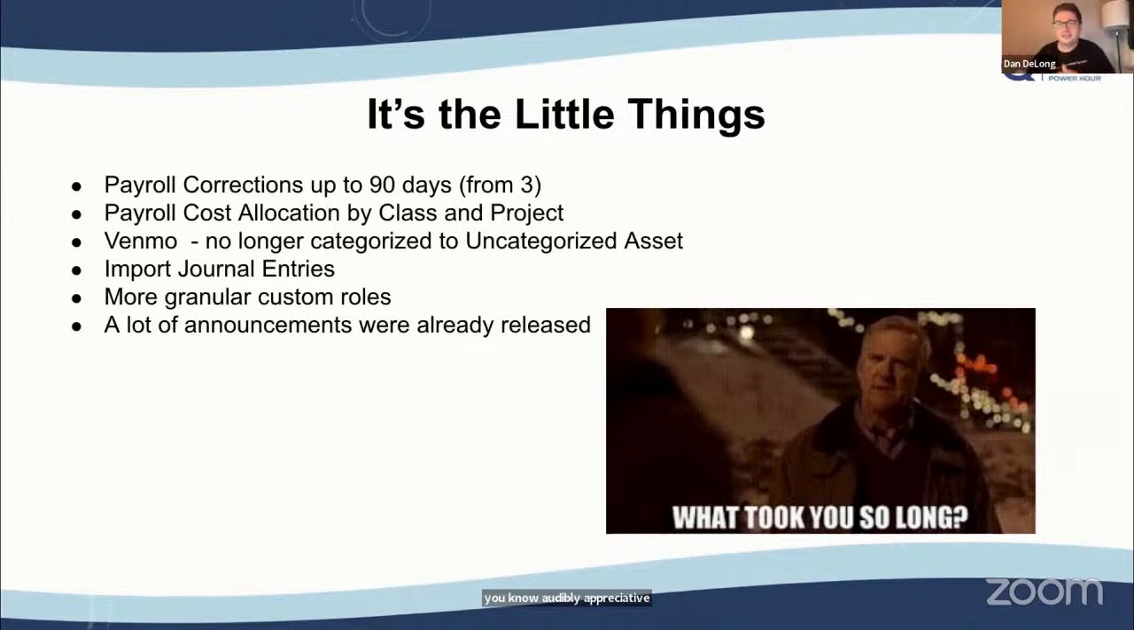The payroll cost allocation by class and project. That's huge. That was one of the biggest obstacles for people to want to move from desktop to online. It's how well that's handled in desktop, and how manual that process is in QuickBooks Online.